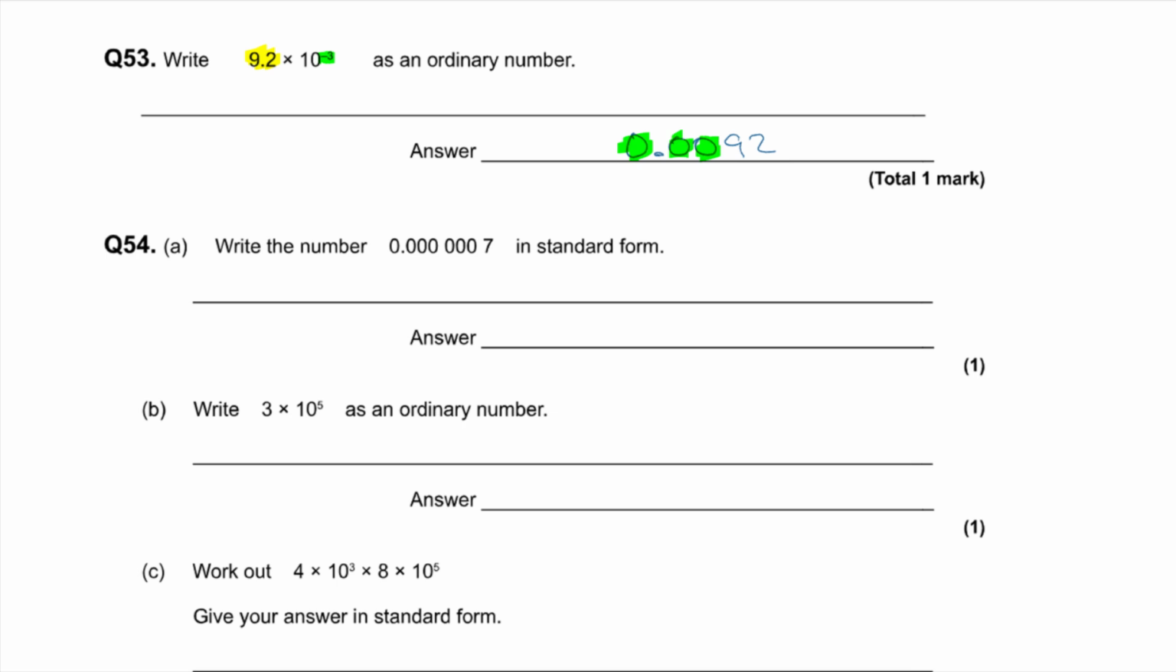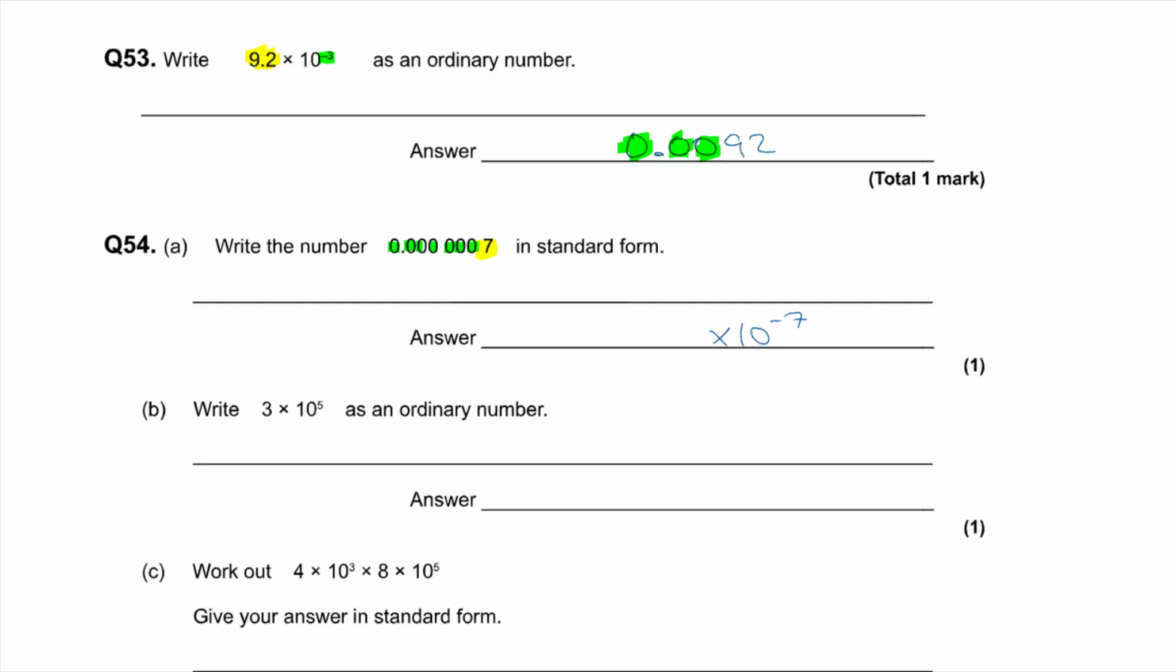54A, write the number 0.000007 in standard form. So I'm going to do the opposite of what I just did. I'm going to count the number of leading zeros: 1, 2, 3, 4, 5, 6, 7. So my number is going to be times 10 to the minus 7. I know that already. And then I've got that 7. I'm just going to write the digits down after that.